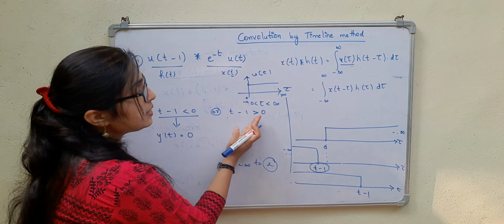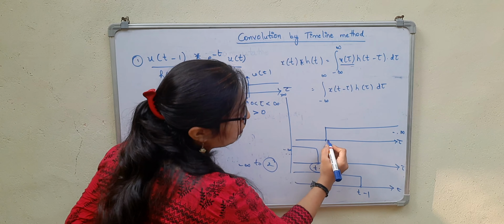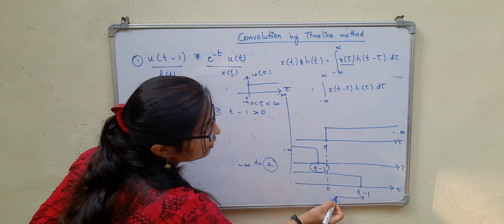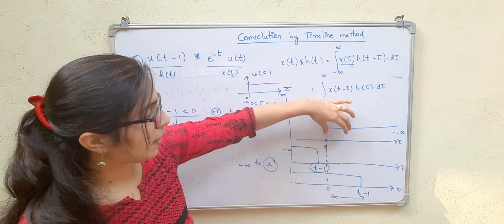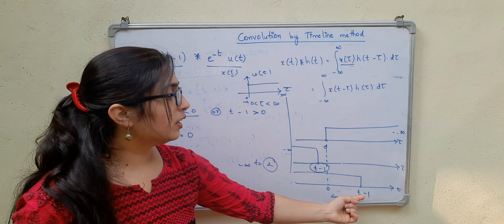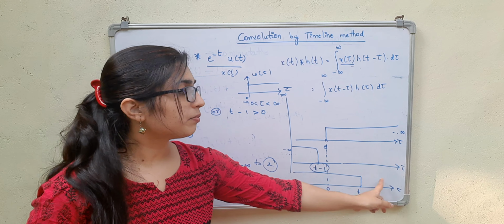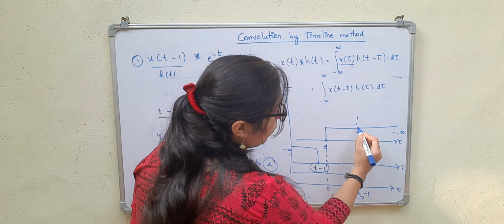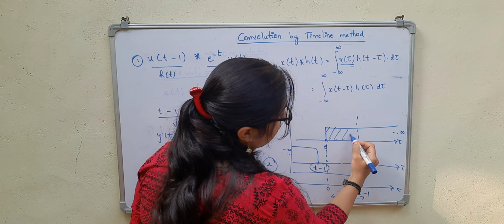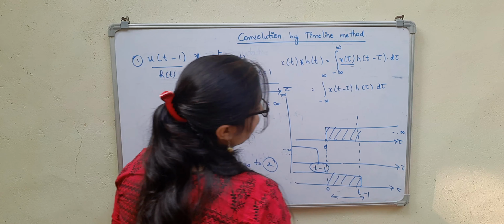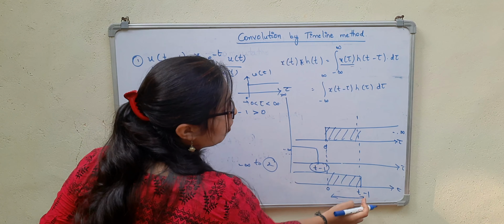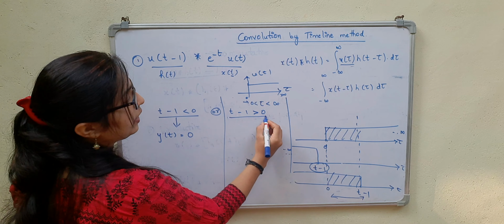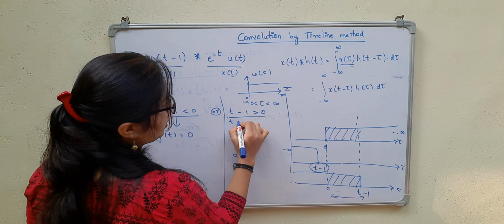So now the next case is t minus 1 greater than 0. Now I will extend here. We can say that this is the common region, right? That is from 0 to t minus 1, we have the common region, because after this it will be 0. Only the overlapping region is this one. So we will be considering our integral only from 0 to t minus 1.